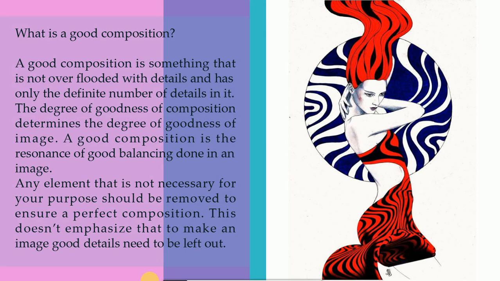What is a good composition? A good composition is something that is not over-flooded with details and has only the definite number of details in it. The degree of goodness of composition determines the degree of goodness of image.